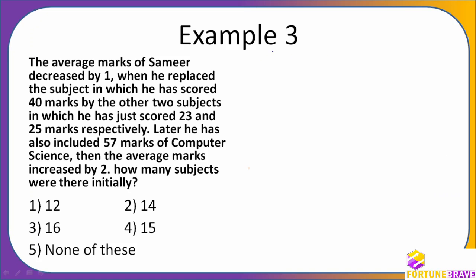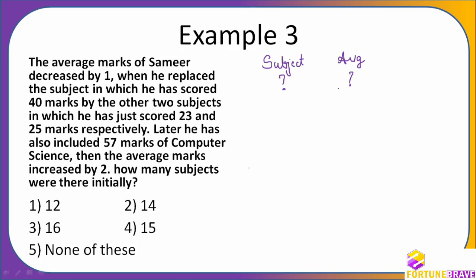First thing, we do not know how many subjects there are. We also do not know the average marks. Now what happens here? 1 will be replaced by 2. Actually, 1 is replaced by 3 later. Correct? 1 is replaced by 3.